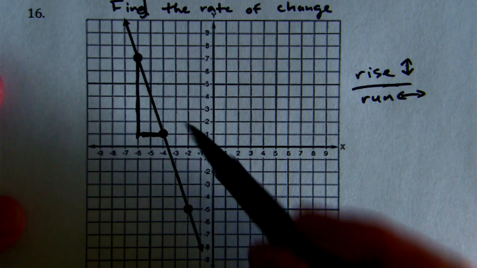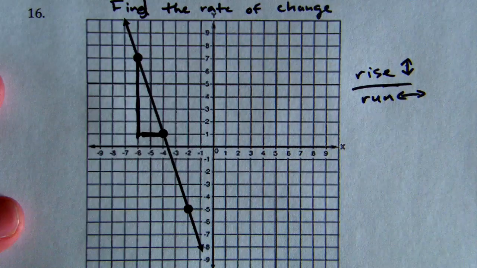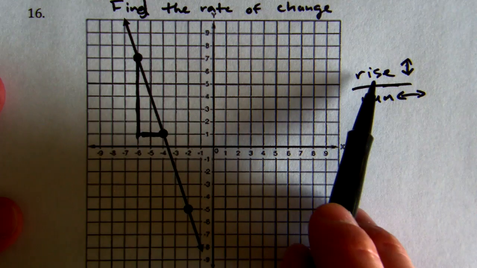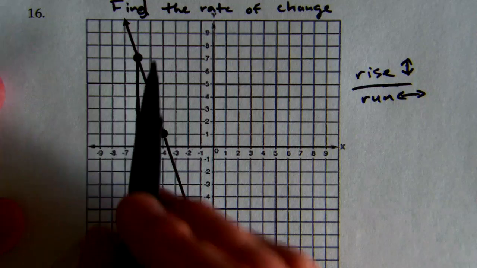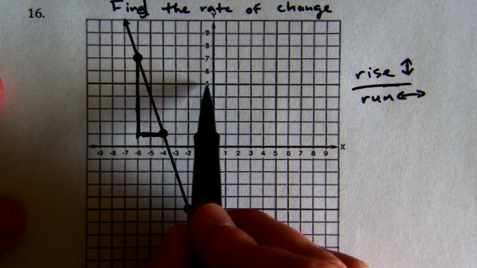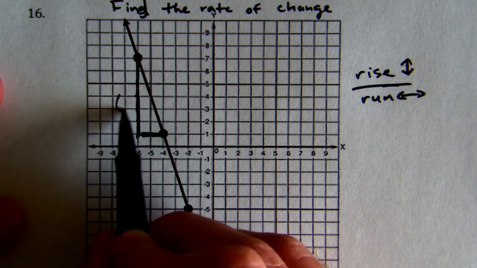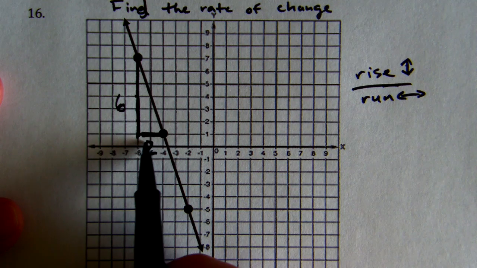Now, I made a triangle. Again, I could have picked this point, or I could have picked these two points. It doesn't matter as long as you simplify correctly. Now, rise is how much you go down or up. I'm going to count the number of squares. I need to check my scale. Make sure I go up by ones. 1, 2, 3, 4, 5, 6. And I went over 2.